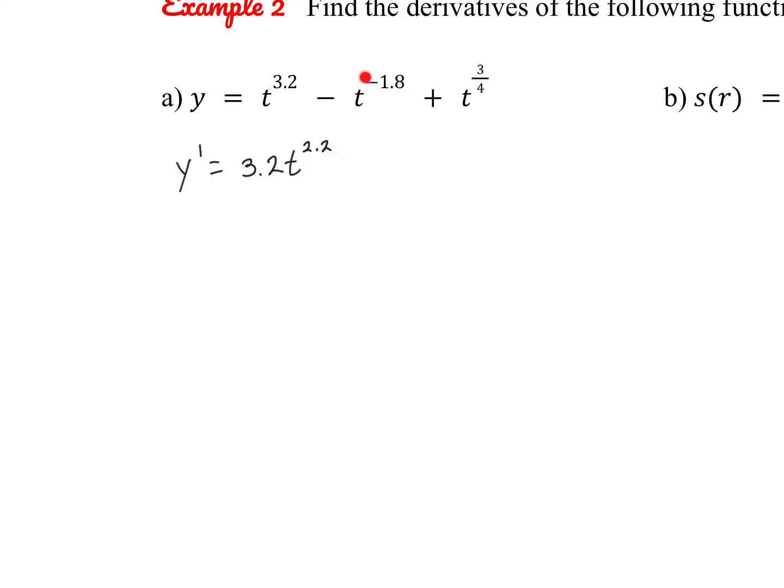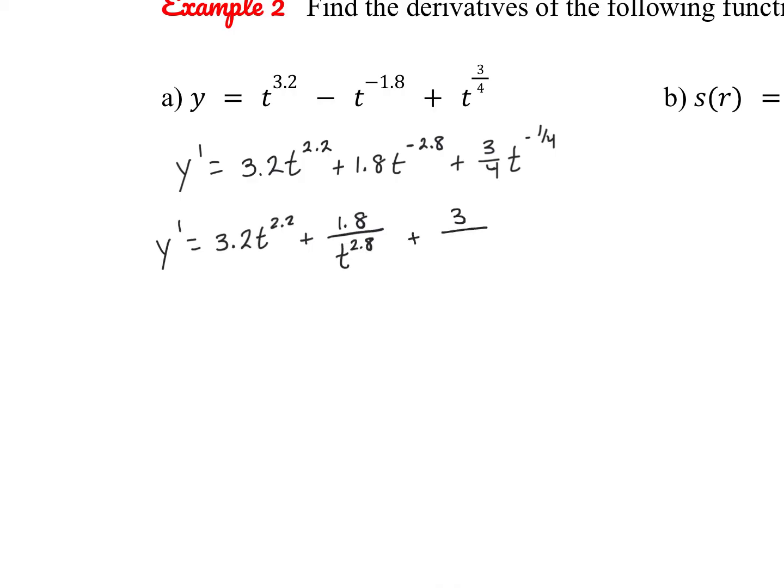And then here, the negative 1.8 multiplies to the negative 1, so it actually becomes positive 1.8. Then again, we just subtract 1 from the exponent, so negative 2.8 is our new exponent. Then we have plus 3/4, and then we have t to the negative 1/4. So again, I'm just following that power rule. My exponent is decreasing by 1. Here we wouldn't leave our final answer like this due to the negative exponents. So we're just going to rewrite it as 3.2 times t to the power of 2.2 plus 1.8 over t to the power of 2.8.